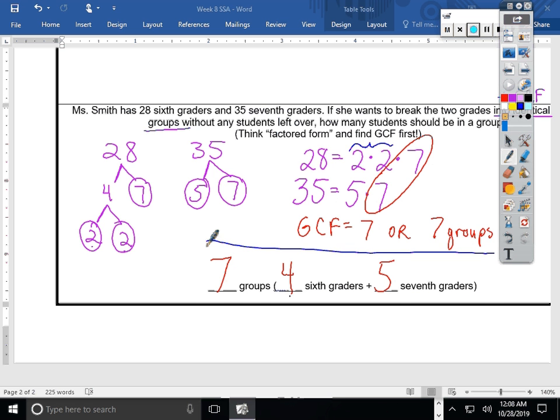This really is the final answer. This is the factored form that they're looking for. There might be a better word answer, like I might be able to say Miss Smith is going to make 7 groups with 4 6th graders and 5 7th graders in each, and that might really impress your core teacher as well.